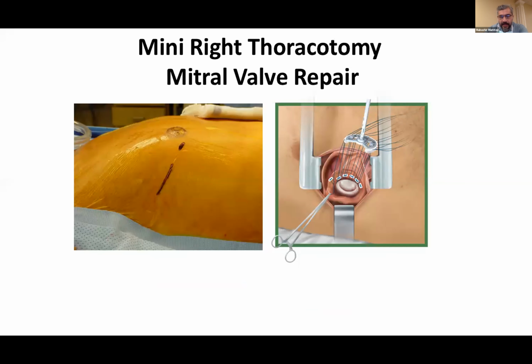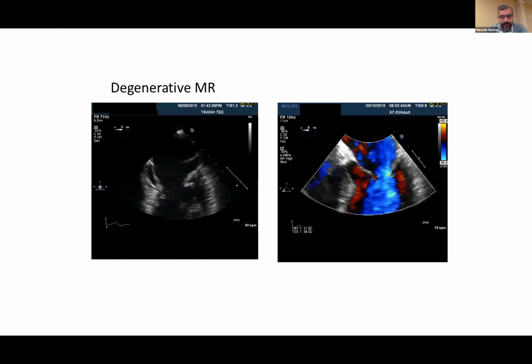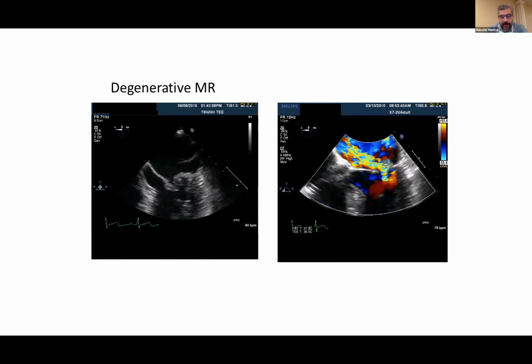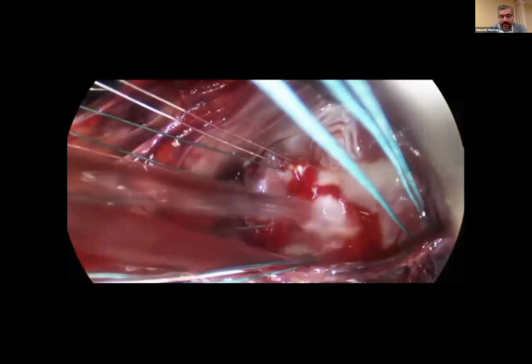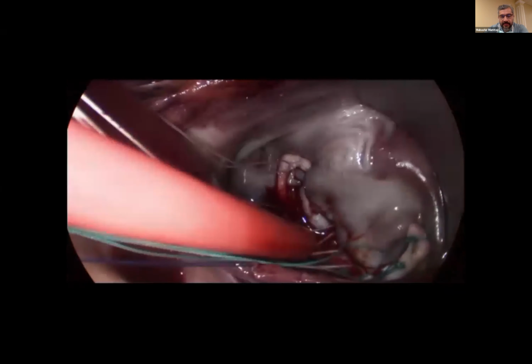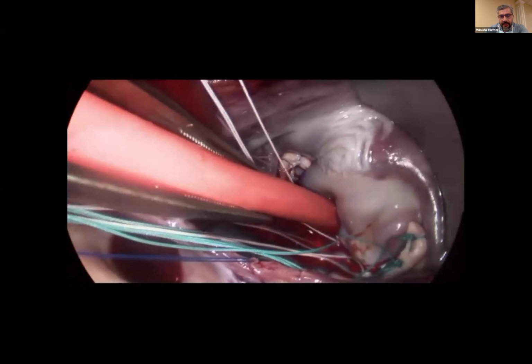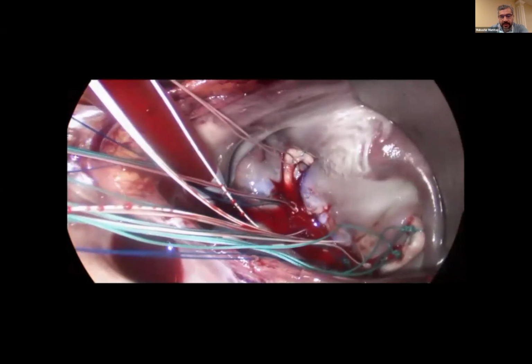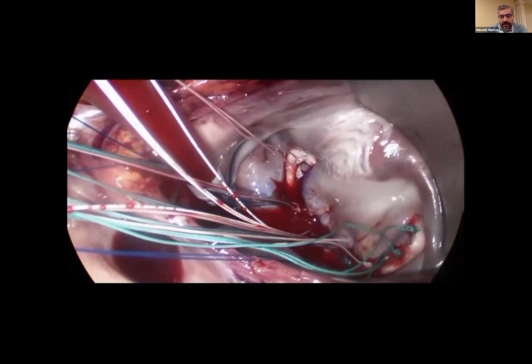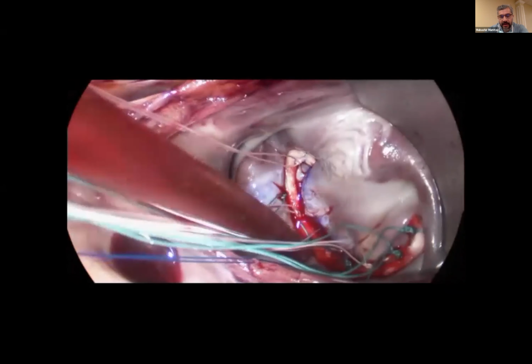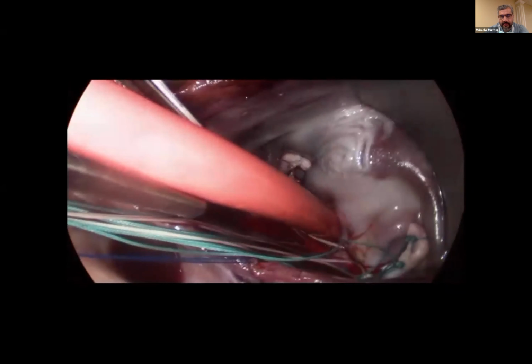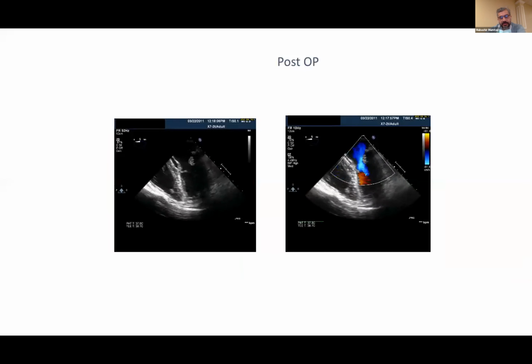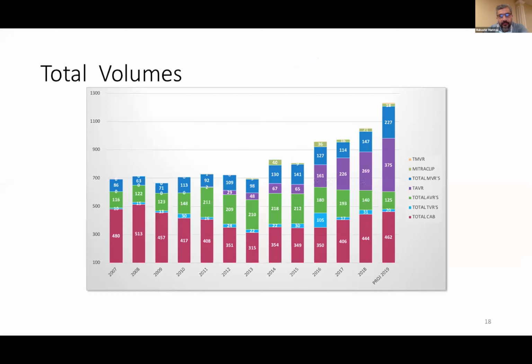An example of the mitral procedure, we continue to improve our repair techniques. Good example of degenerative MR with P2 prolapse, checking it in the OR, resecting the valve, putting a ring in, and these are the results that we started to produce day in and day out as we improved not only our TAVR techniques, but also our surgical techniques. And this was the end result of that.